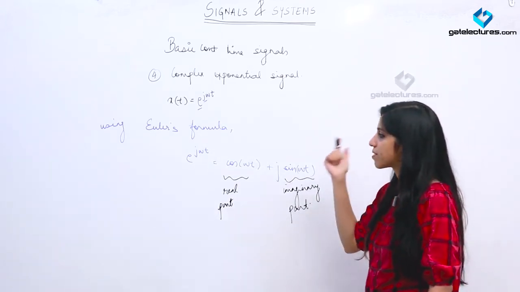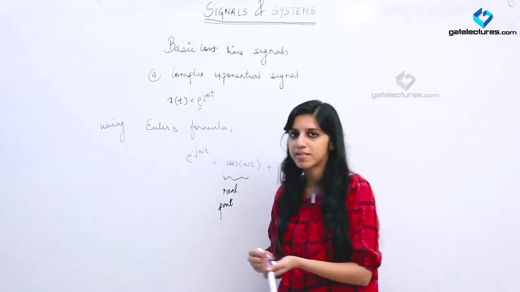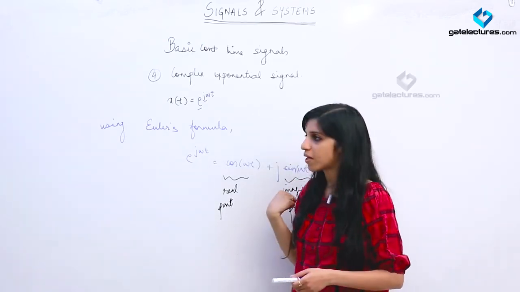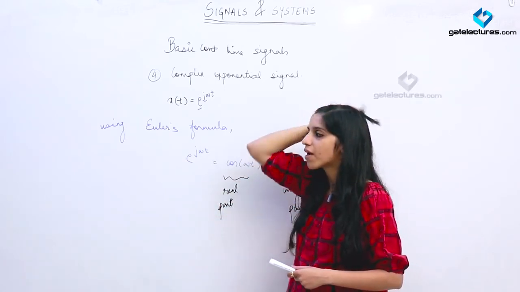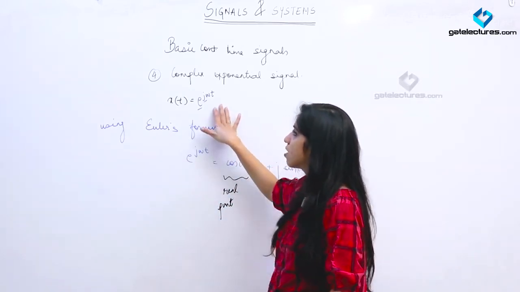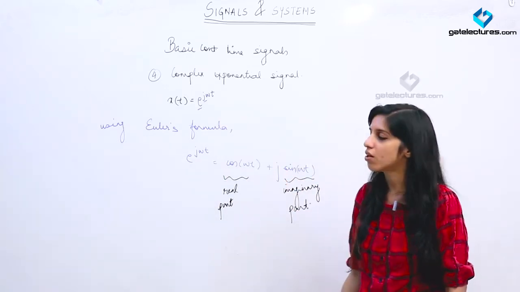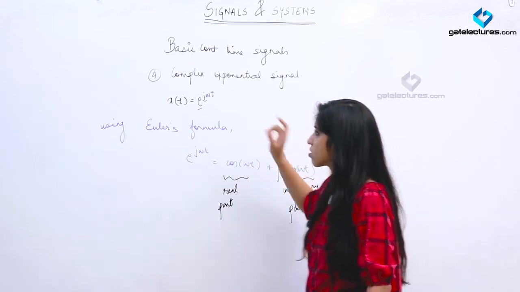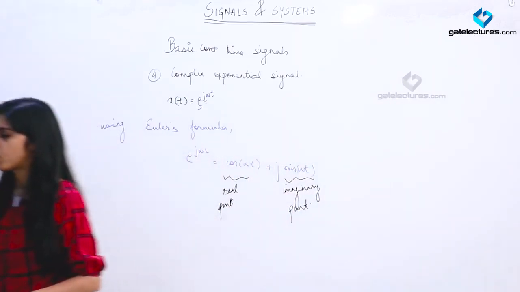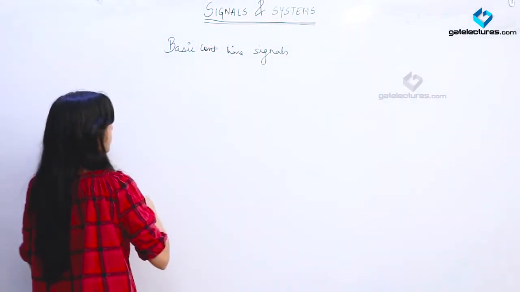We cannot represent it graphically because this is a complex signal. It has an imaginary part which we cannot draw. But for now, you can just remember that we have a complex exponential signal of the form e to the power j theta or e to the power j omega t, and we are going to use this signal quite often. So just remember it. The next signal that we are going to look at is the sinusoidal signal.